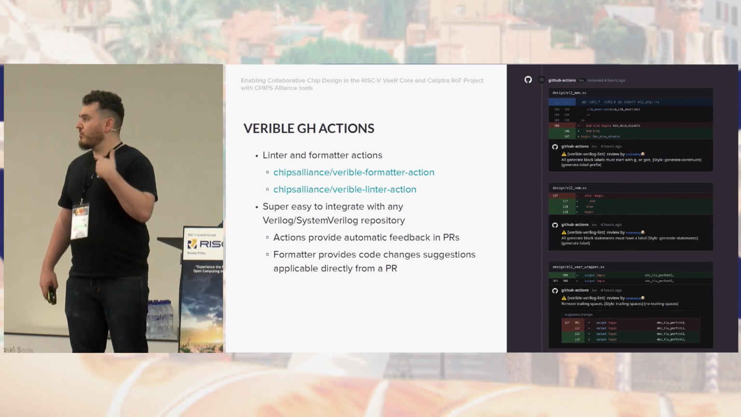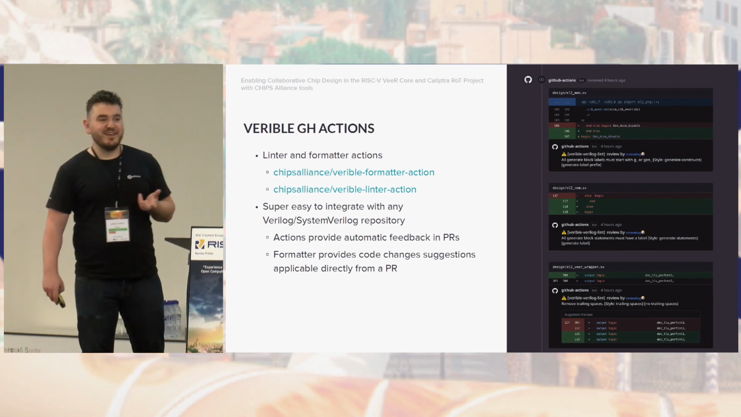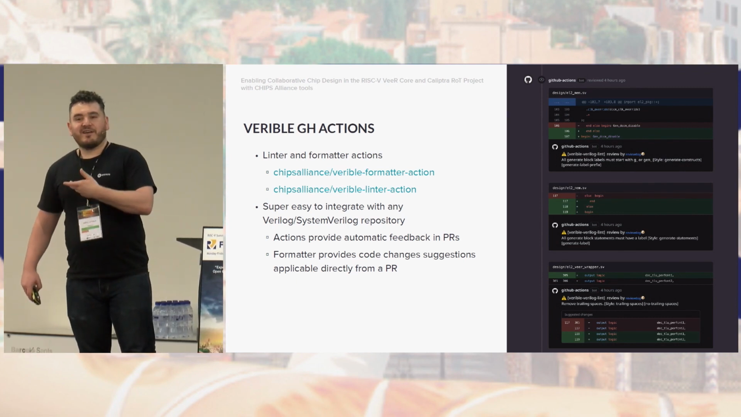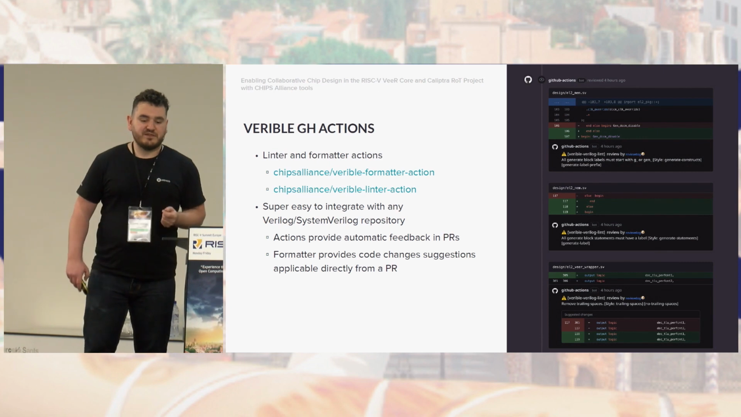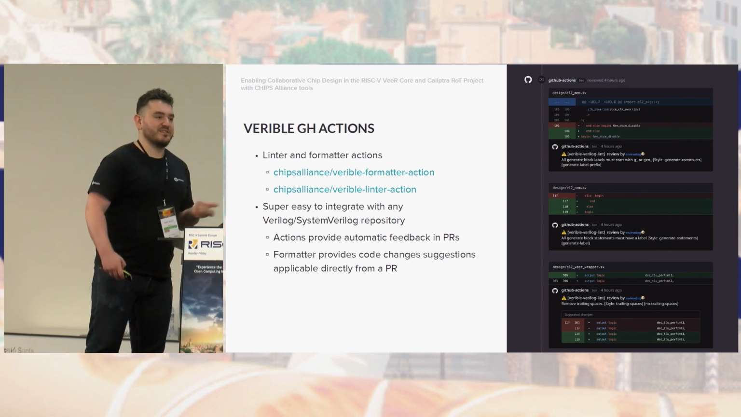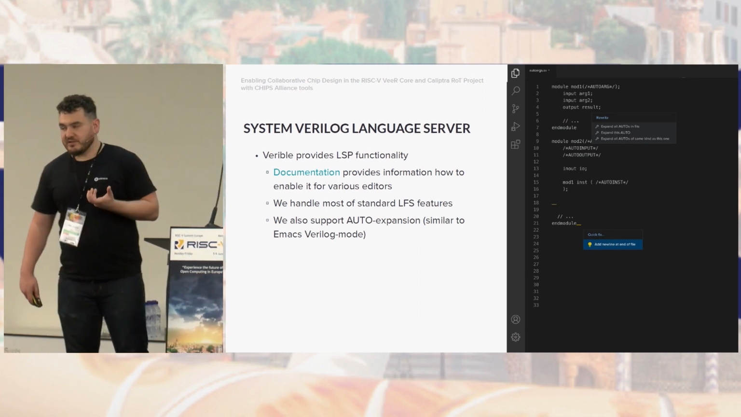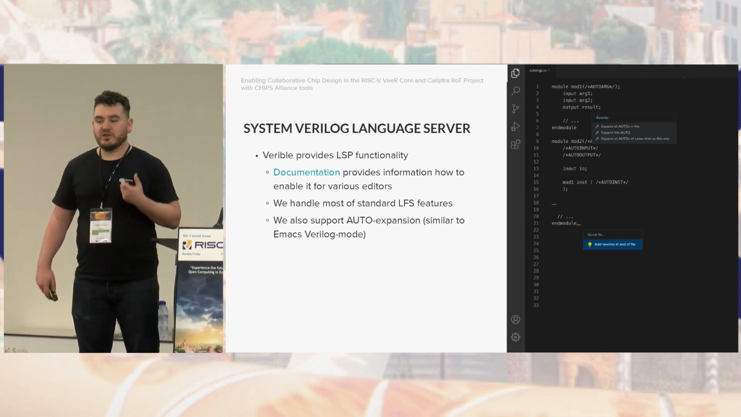The formatter is a little bit nicer. Not only will it point out the problem, but it will also suggest how to fix it, and you can apply this fix with a single click. So it's a bit nicer from a human perspective. But that happens in CI. That happens when you commit the code.